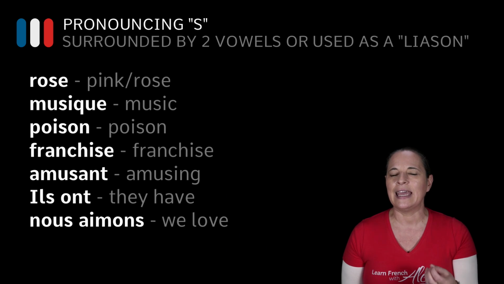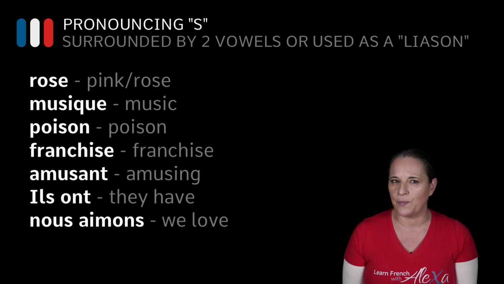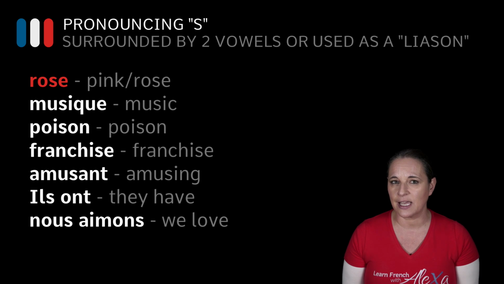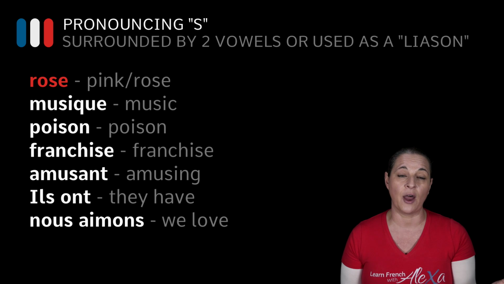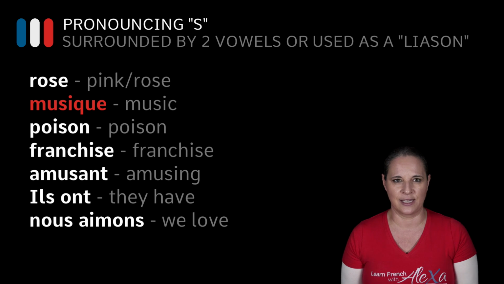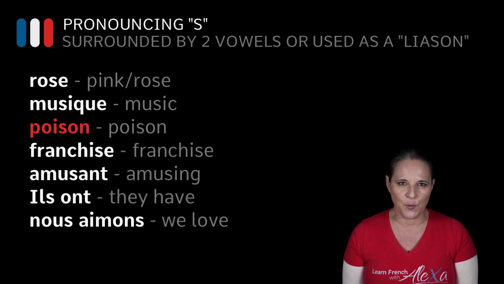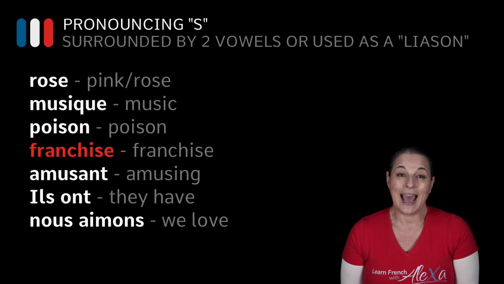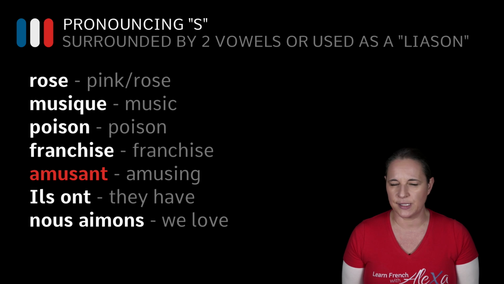Let's have a look. It has the sound Z. So, rose, for example, will have a Z sound because it has vowels before and after. So, pink or rose. Musique, that's music. Poison, that's poison. Franchise, and that's franchise. Amusant, amusing.